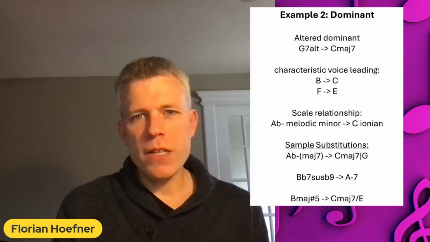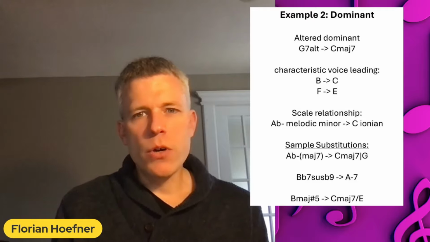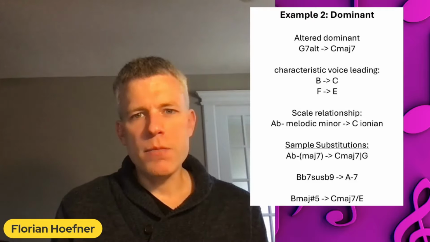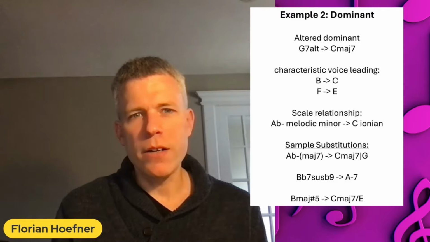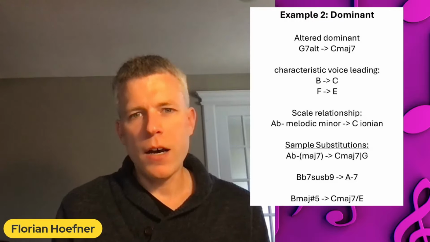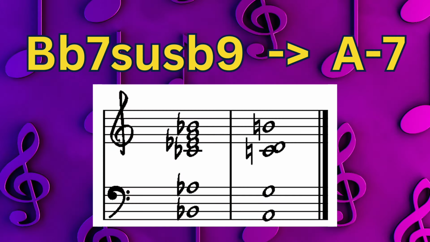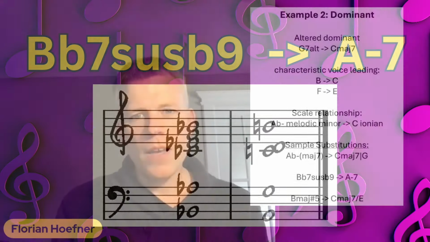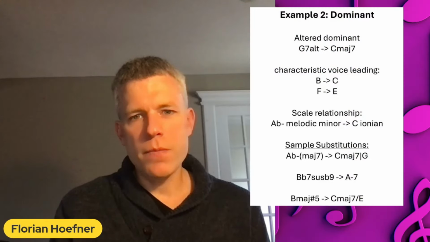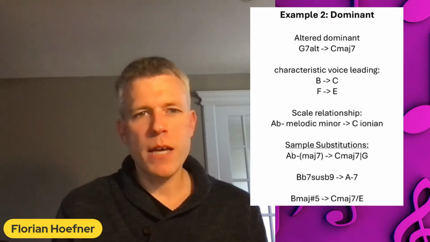Next one, we have B flat 7 sus flat 9 going to A minor 7. And yes, B flat 7 sus flat 9 is a scale chord of A flat melodic minor. It has a major 13, so it's not the same as the Phrygian version of this chord, but nonetheless it's the same chord tones, and that works really well. And last, we have B major 7 sharp 5 going to C major 7 over E.